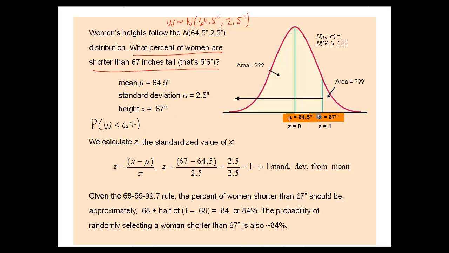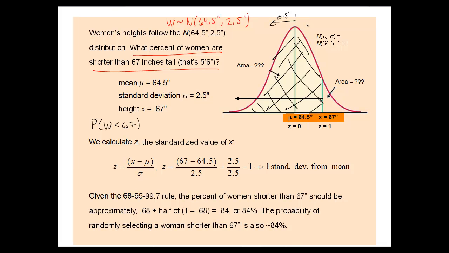Okay, so if we come up here and find 67, I'm above the mean. I am looking for this particular area right here, this shaded area. Because this is a symmetric distribution, and the mean and the median are the same, 50% of the area is to the left. So I already know that. What I want to do is figure out what this region is between the mean and one standard deviation above, and then add it to the 0.5.